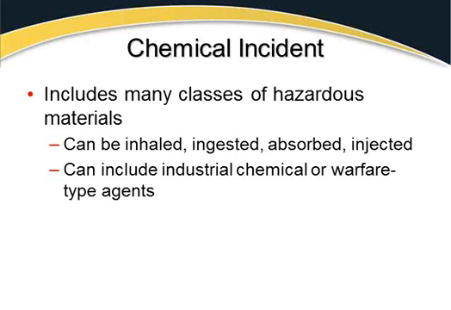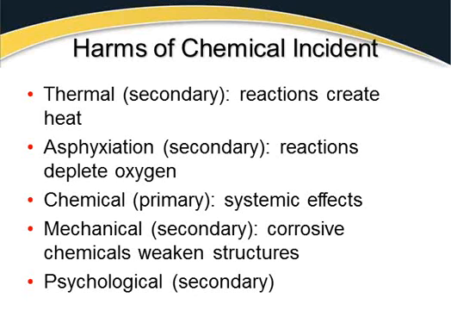So in our response to terrorism, chemical incidents, there's tons and tons and tons of hazardous materials that we can potentially run into. We know the 4 routes of entry for poisons into our body. These can be industrial chemicals, they can be warfare type agents. Sometimes they're just even very, very small amounts of certain substances have detrimental effects.